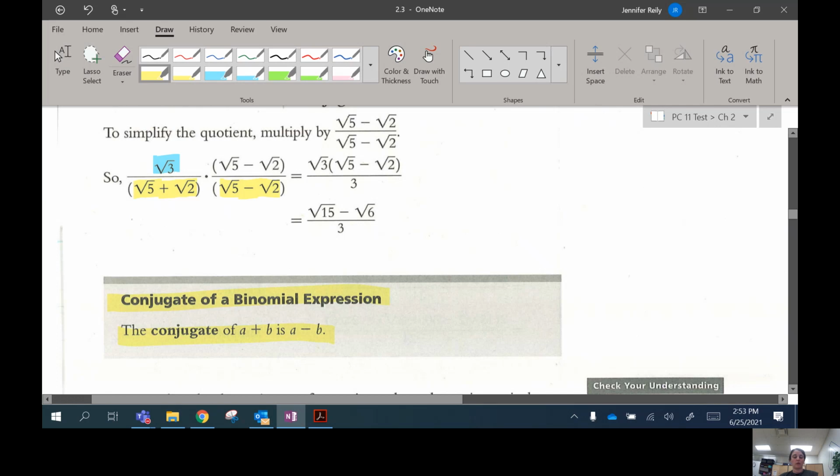And I'll show you why that works with a worked out example. It is going to cancel out the radicals. So same on the top as you do on the bottom. So that's called the conjugate, when you just change the sign.